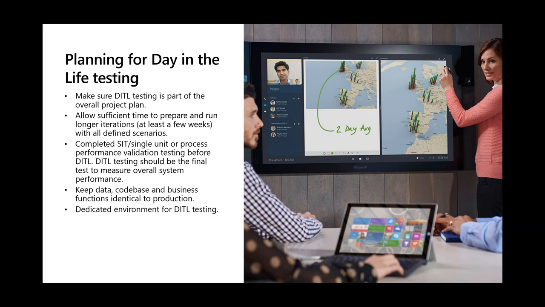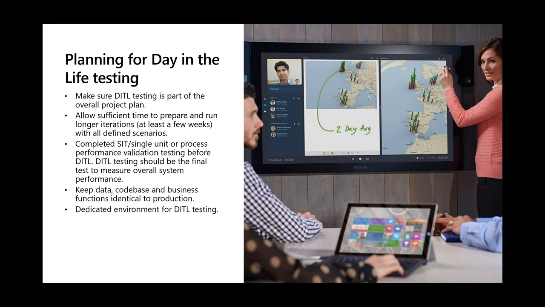And second, you need to allow sufficient time to prepare and run longer iterations, a few weeks or few months, letting the system run before and after go live with all key scenarios you define and agree on. Day in the life testing is not piece by piece work, and you cannot complete all the scenario testing in a short period. So you need enough time for preparation, scripting, and development. We will talk in a later slide about how to prepare and define the development approach during planning.